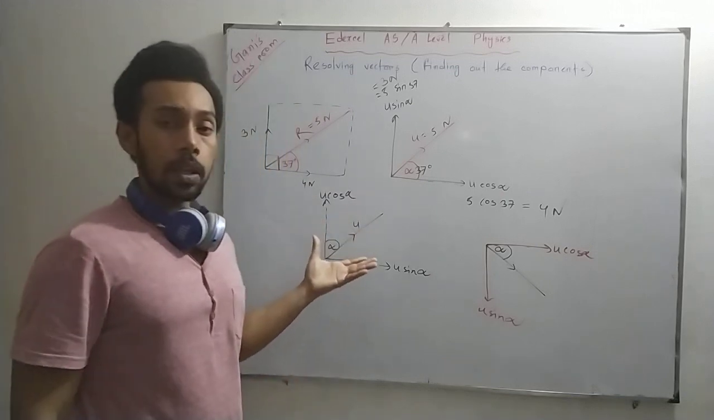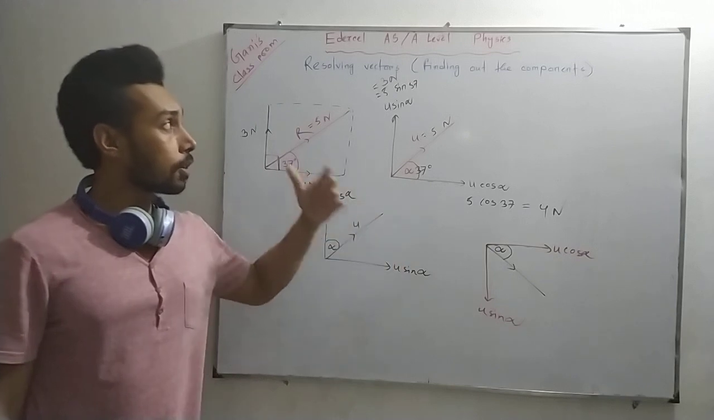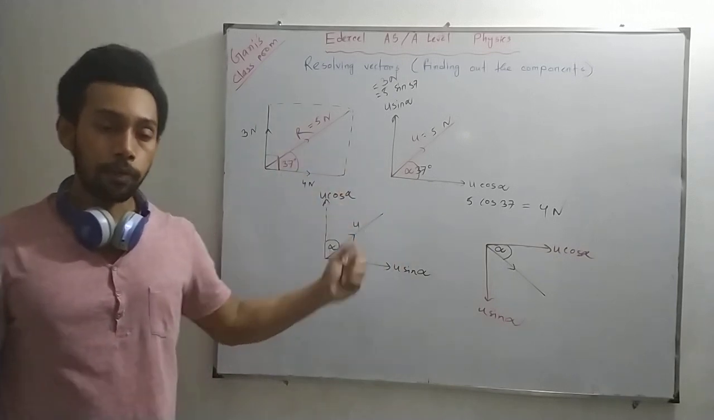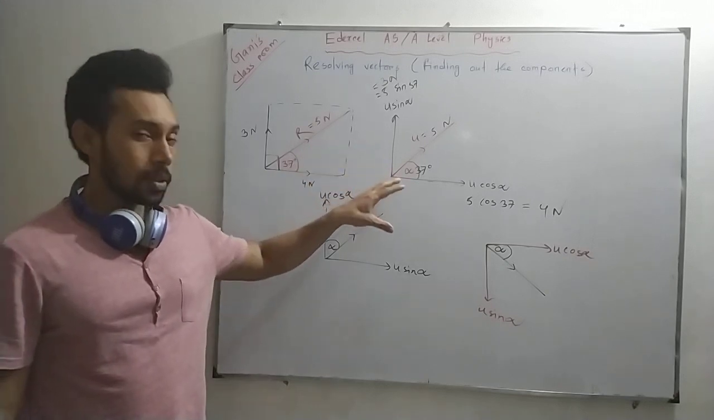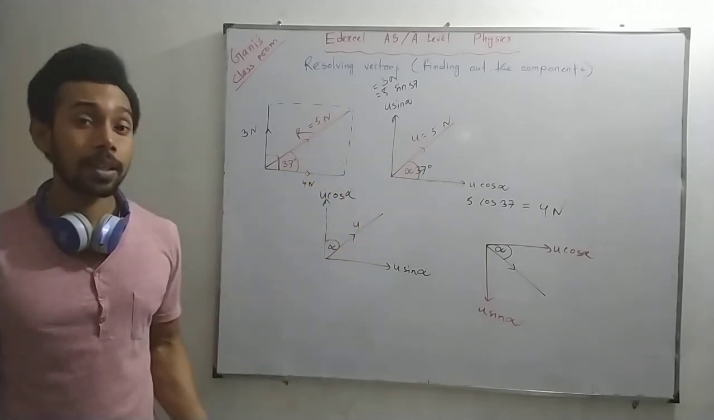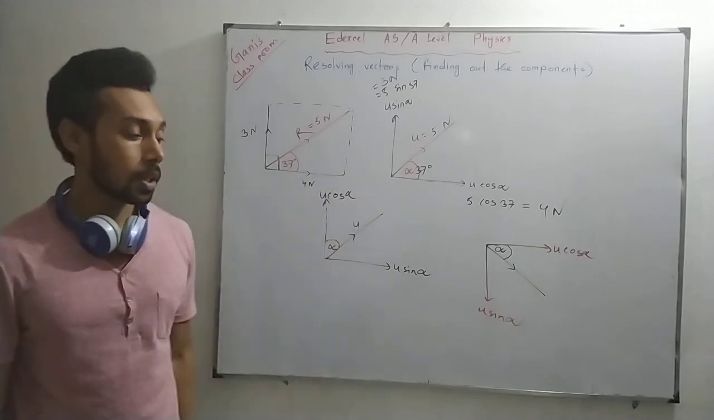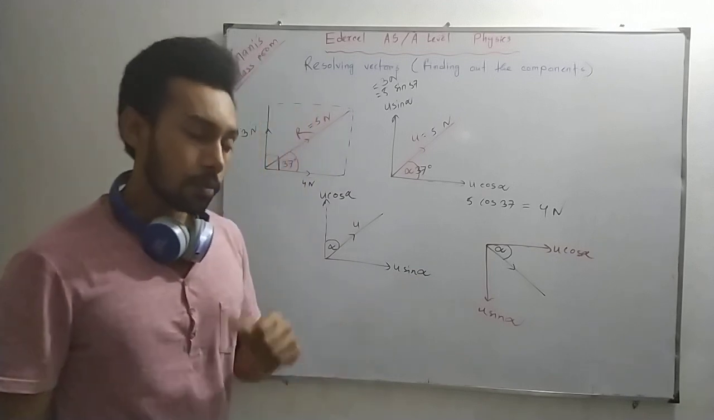So this is the way we can resolve a vector and find the components of a vector. Again, you must remember that these two components are perpendicular to each other. That's why they are independent of each other. One doesn't affect the other.